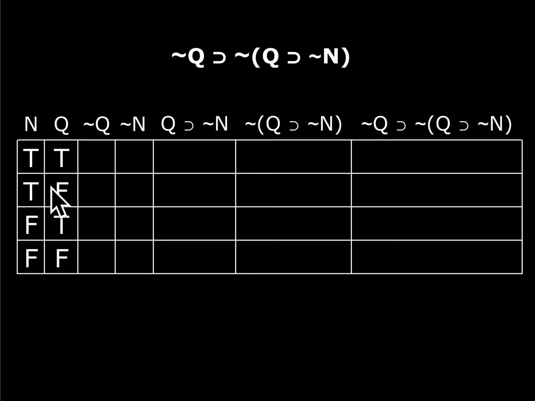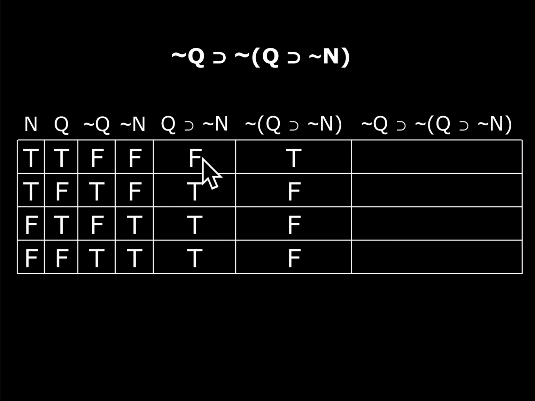So here's our combination of truth values. Not Q is just the opposite of Q. Not N is just the opposite of N. If Q, then not N. So here's the antecedent, Q, not N is the consequent. It's false on row 1. True, false is false. True everywhere else. This is just the negation of that. So instead of false, true, true, true, it's true, false, false, false.